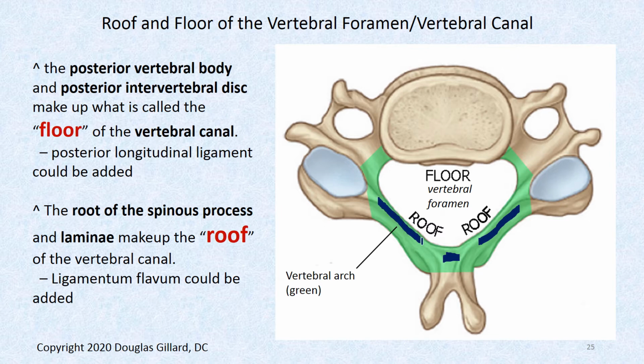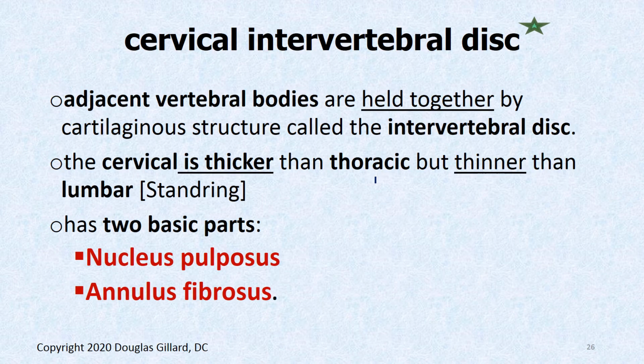You can collectively call that the roof of the vertebral foramen, and the floor would be really the body and the disc. Kind of the sides would be the pedicle and articular pillars. We've talked about that before.